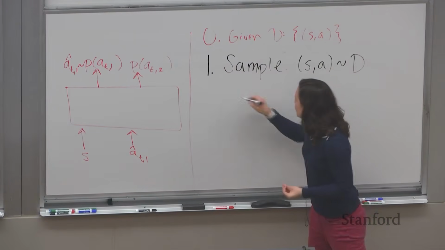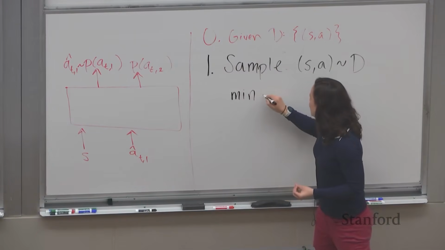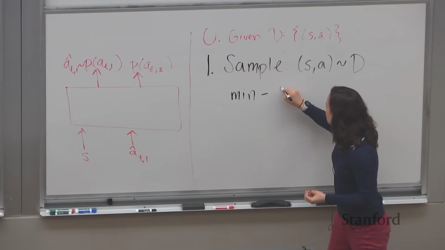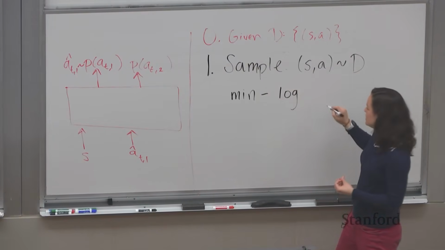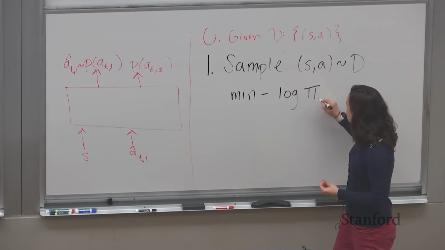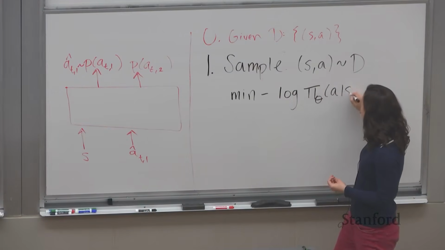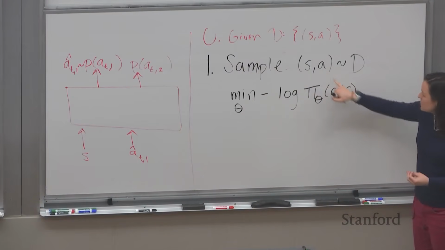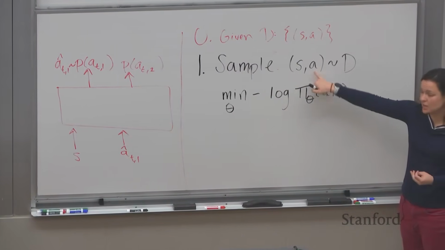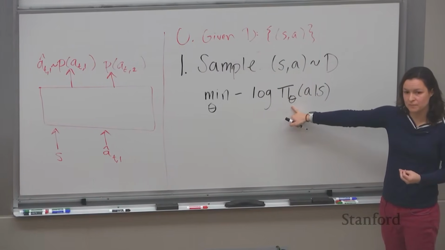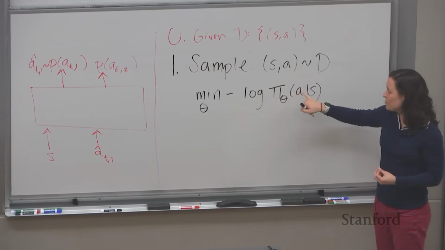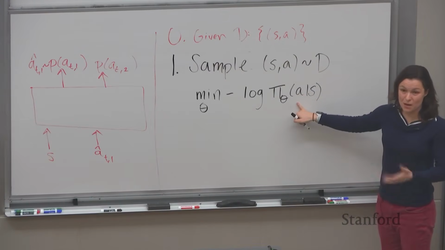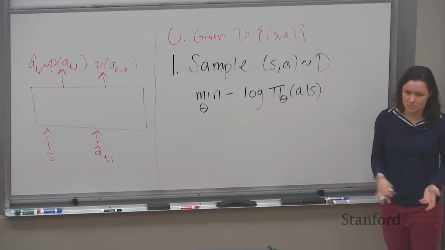Or equivalently, we'll write this as minimizing the negative log probability of, I'll write this as pi theta of A given S, with respect to theta. What this means is we're going to be evaluating how likely the action that was sampled is under our policy, and then we'll be trying to make the probability of the action in the data set as high as possible, or the negative log probability as low as possible.